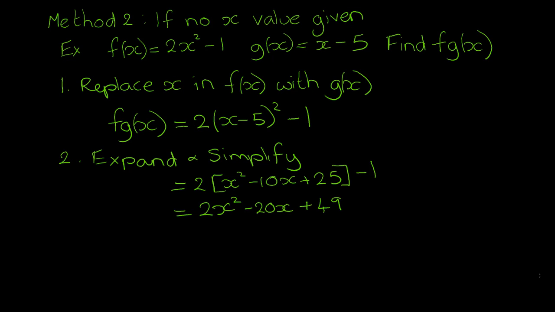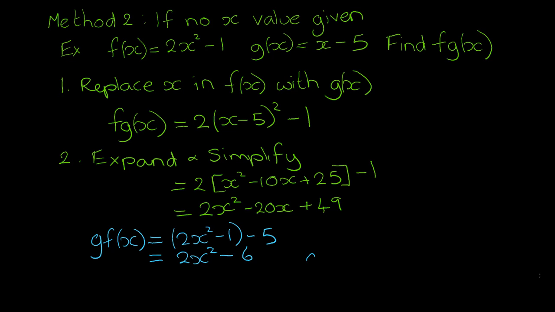So just to show that gf of x is usually different to fg of x, let's do that. So this means putting f of x into g of x. So instead of the x in the gx function, we're going to replace that with 2x squared minus 1. And then if we expand the brackets, that leads us to 2x squared minus 6. So it's quite obvious that those are not the same.